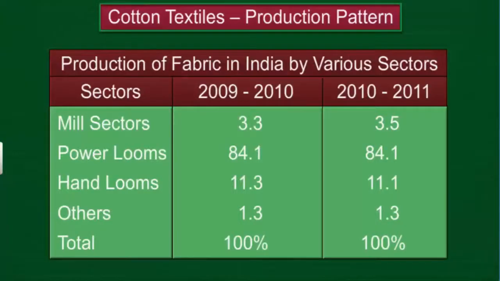The table here shows the cloth produced in India by different sectors, like cloth mills, power looms, and handlooms. Note that the share of cloth mills is much less. This is good since automated cloth mills do not provide as many employment opportunities as the power loom and handloom sectors.